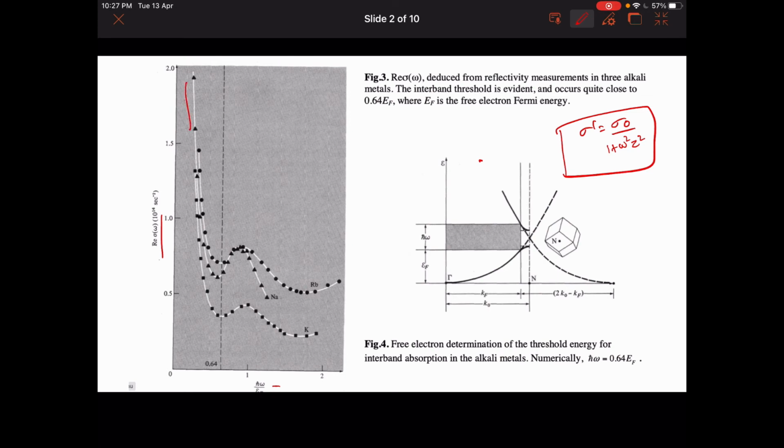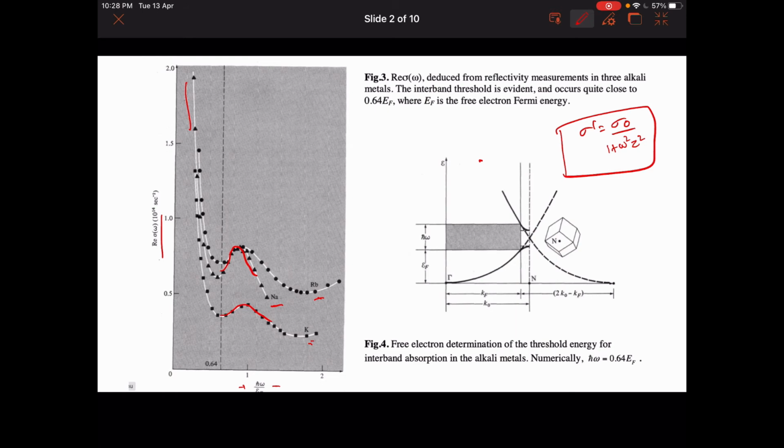This is for alkali metals, right? So sodium, potassium, rubidium, all of them have decreasing real part of the conductivity as the excitation frequency increases. But quite interestingly, after a certain frequency, you have the conductivity going through a bump, right? This happens for sodium, this happens for rubidium, and this also happens for potassium. So why does it happen, right?